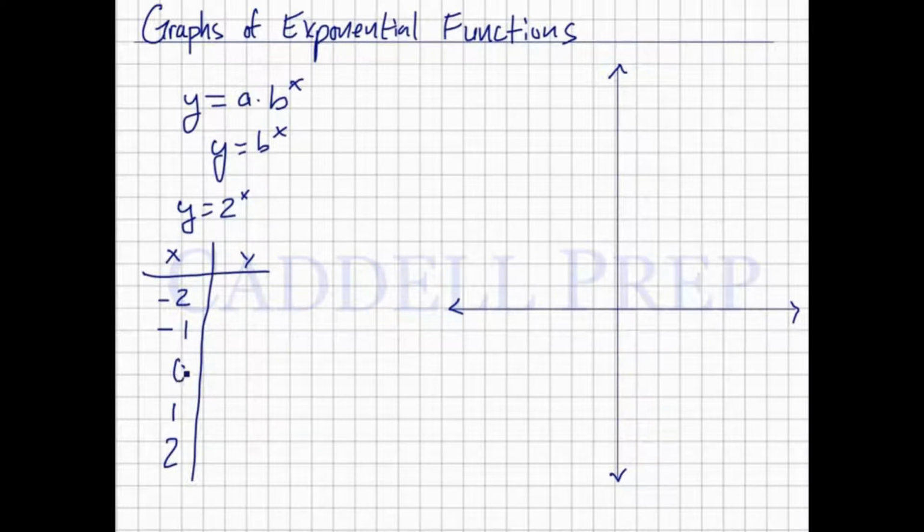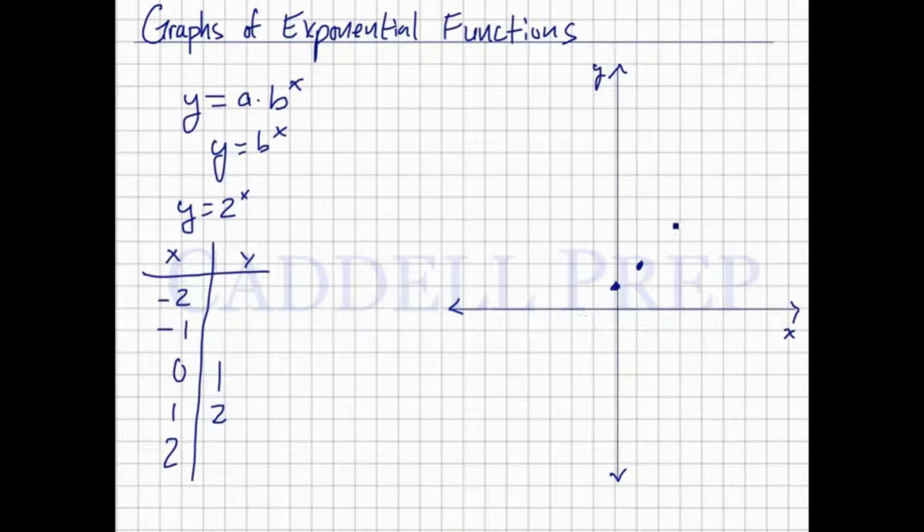First one I want to point out is when x is 0. So when x is 0, you have 2 to the 0, and anything to the 0 power is 1. So in this case we have (0, 1). Alright, now the next point is when x is 1. So we have 2 to the first, which is just 2. So when x is 1, y is 2.